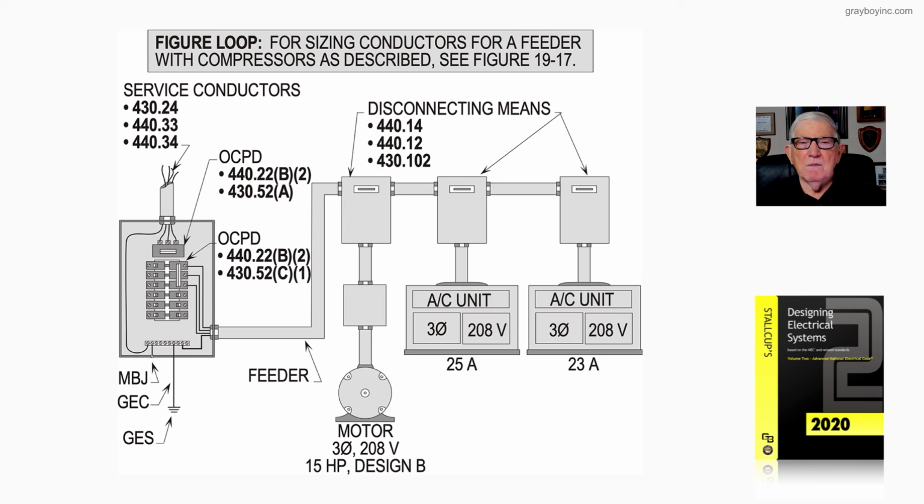The disconnecting means now, we have 440.14 involved, 440.12, as well as 430.102 and 430.109, as well as 430.110. So with this information, we're ready to do the calculation to determine the size of the overcurrent device when a motor happens to be the largest on a feeder with air conditioners involved.